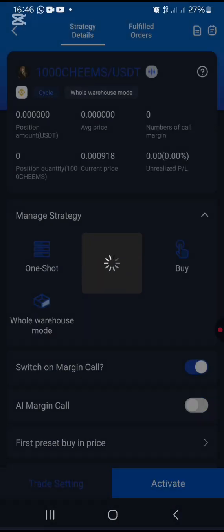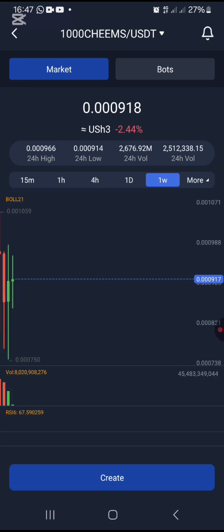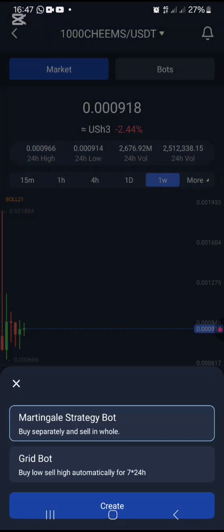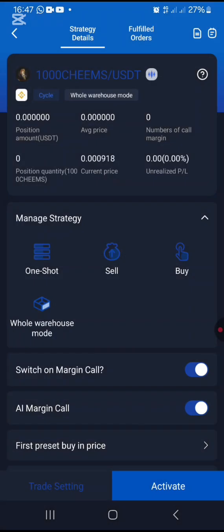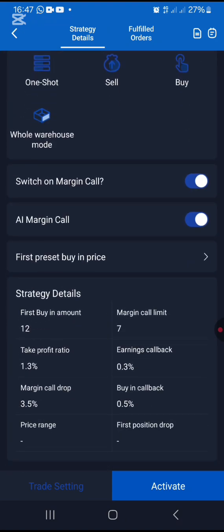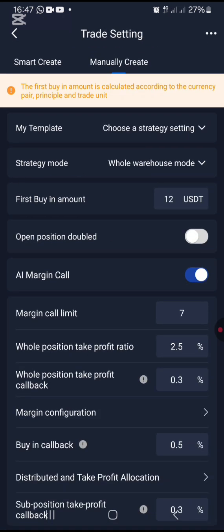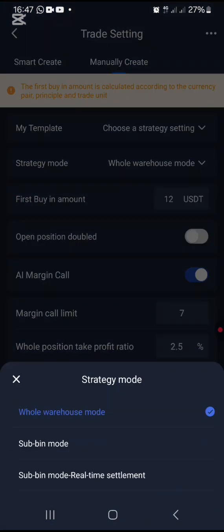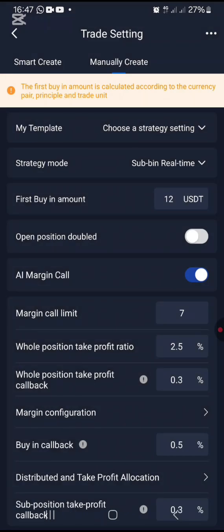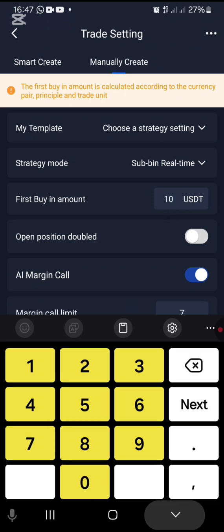confirm. I make this 1,000 chimneys. You click on create, understand. Then you come and do trade settings, choose a strategy, tap on our strategy app. Then you put in sub-bin mode real-time settlement. After putting it in sub-bin mode real-time settlement, you come and change this to a 10.